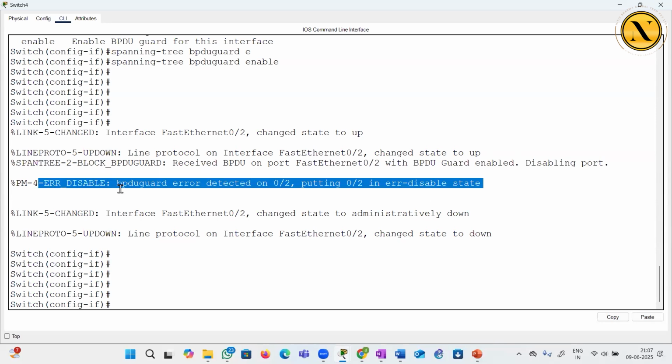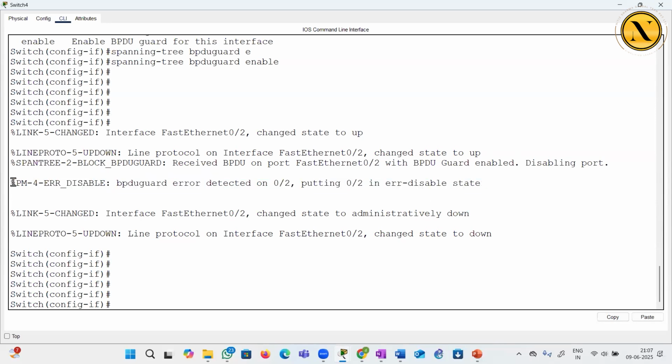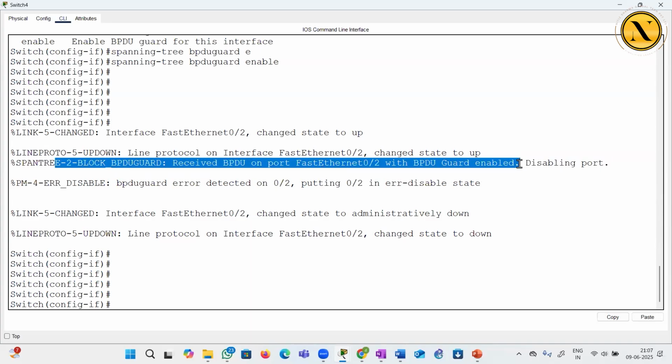Error disable. These are syslog messages. Got it? Spanning tree, block BPDU. Received BPDU on second port with BPDU Guard enabled, disabling the port.